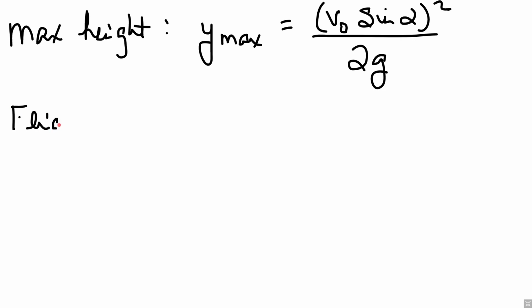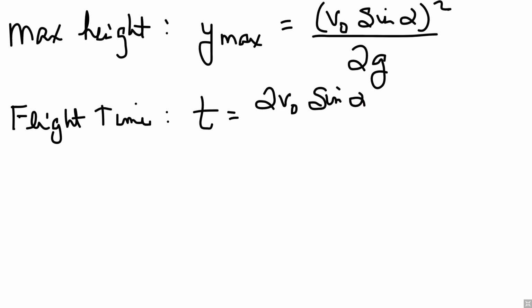Next is dealing with the flight time. So t is equal to 2 times v sub 0, the initial velocity, times the sine of the angle alpha, divided by g.